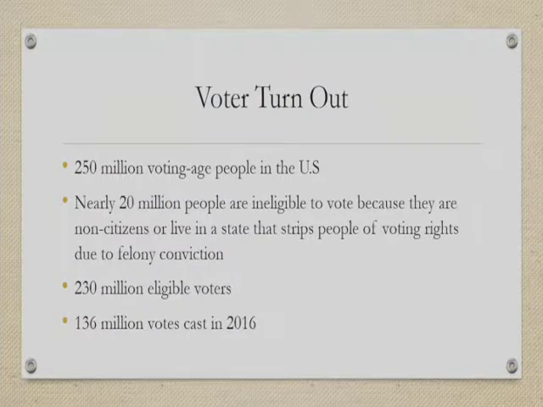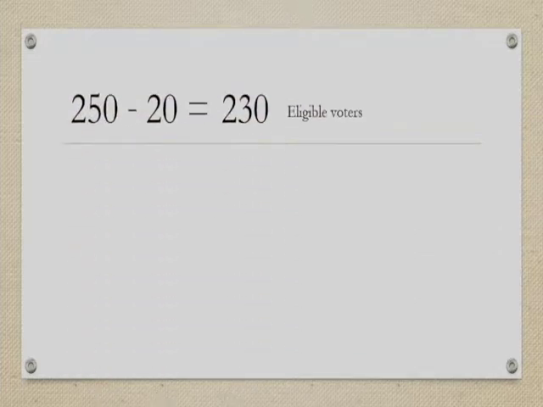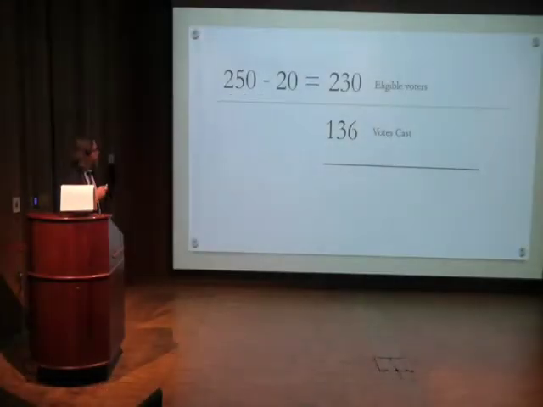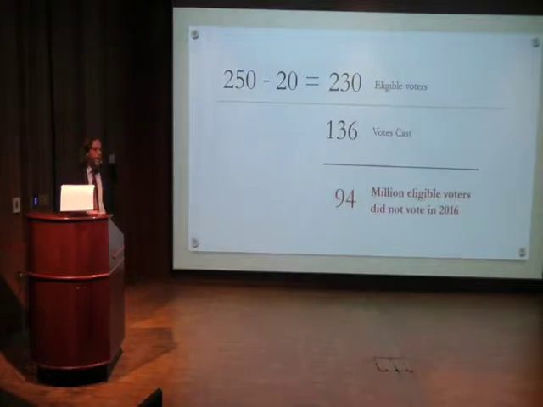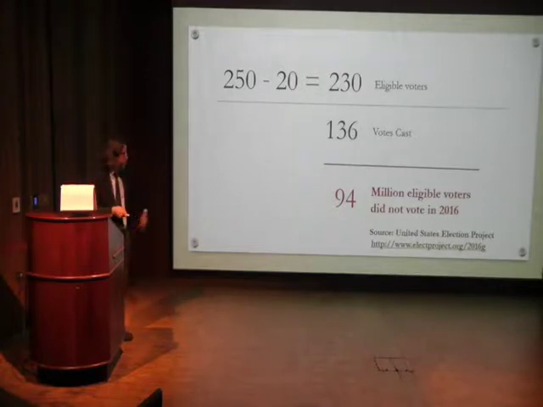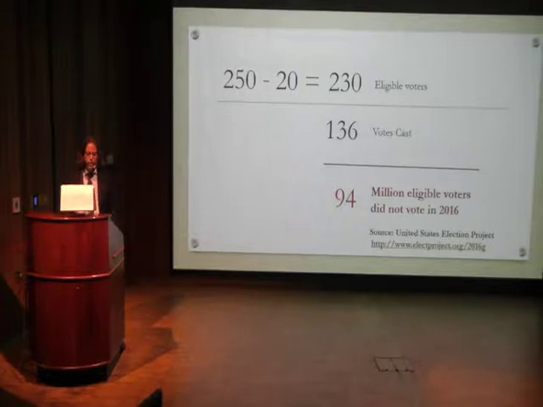Let's look at voter turnout. There are 250 million voting age people in the United States. Nearly 20 million people are ineligible to vote because they are non-citizens or live in a state that strips them of voting rights due to felony conviction. I'm going to return to that point in just a minute and really emphasize it. So that gives us 230 million eligible voters, but only 136 million votes were cast in 2016. Let's do this as a math equation. 250 million minus 20 million ineligible gives us 230 million. With 136 million votes cast, what does that leave us with? 94 million people that did not vote in the 2016 election. 94 million eligible voters. I'm getting the source from the United States Election Project. The website is right there for those of you that like to copy this down. It's a phenomenal data analysis project run out of the University of Florida. So 94 million eligible voters.